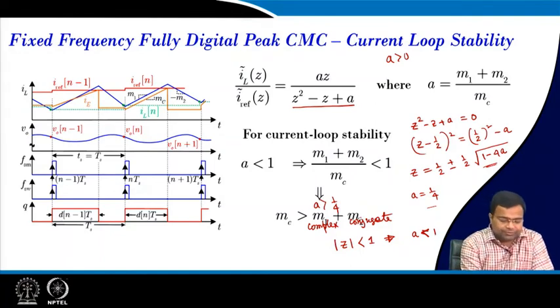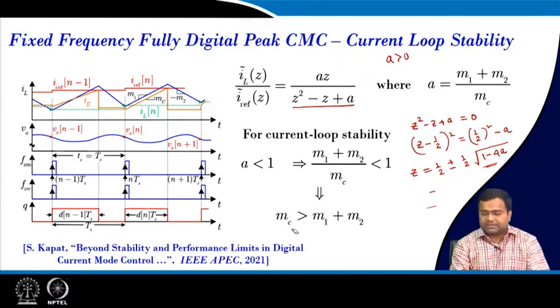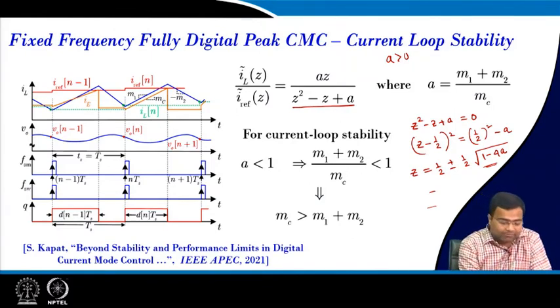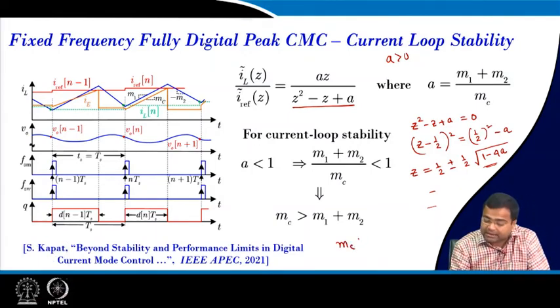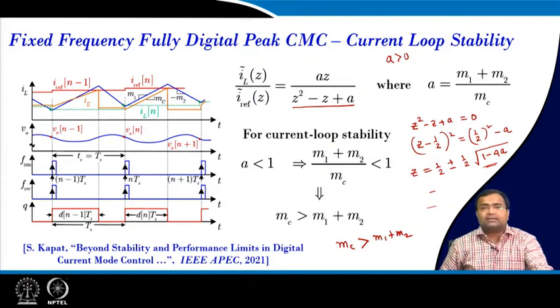So that means this can be proved, a must be this, and what is a? It is m1 plus m2 by mc. So mc must be greater than 0, and for buck converter, your mc must be at least m1 plus m2, which means it is greater than the rising slope. So you cannot set the emulated slope to be the rising slope, it has to be greater, but this is the minimum requirement only with closed inner loop.